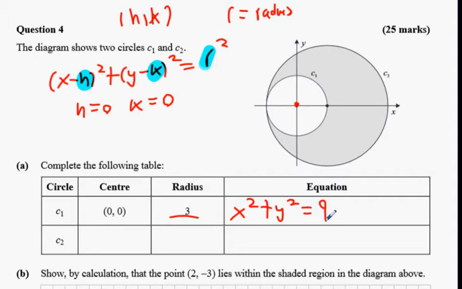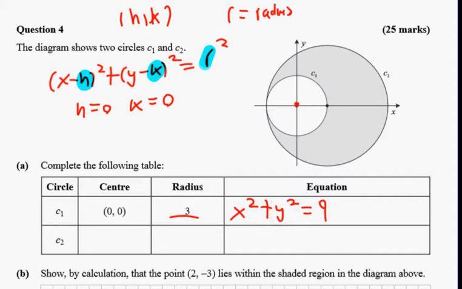In a nutshell, when it's x squared and y squared on its own, the center of the circle is always guaranteed to be what? When it's just x squared and y squared on its own, it's guaranteed to be 0, 0. Yeah.